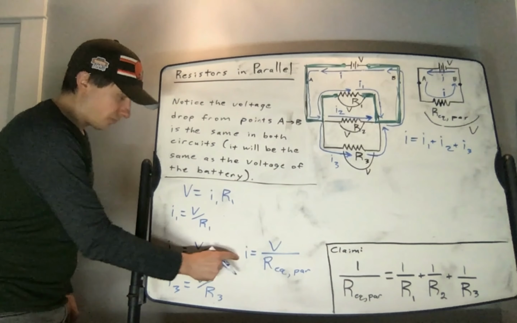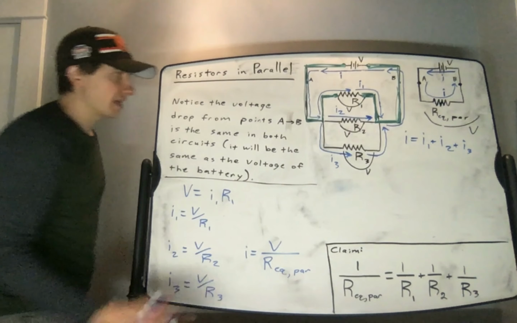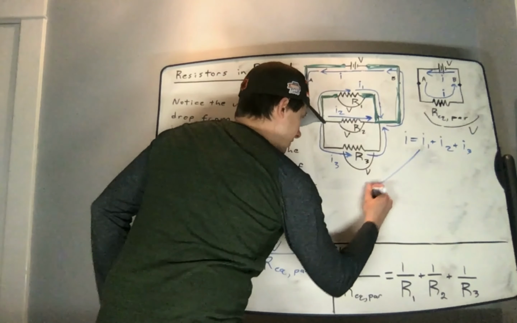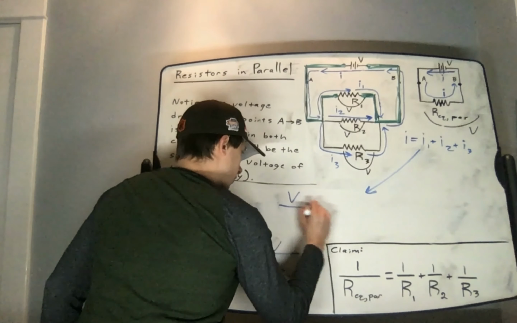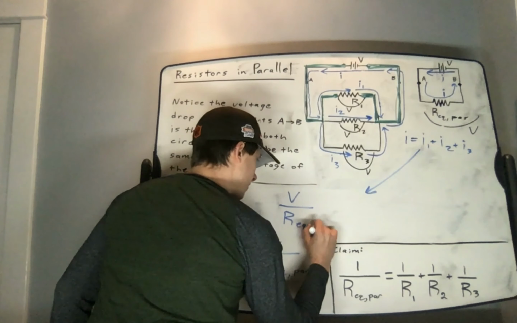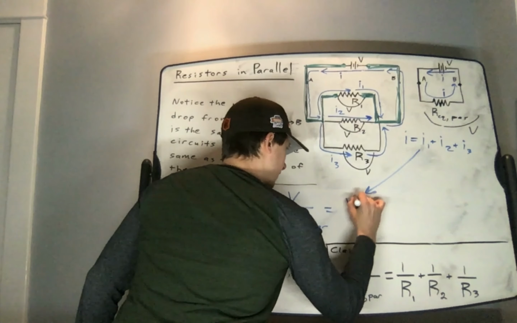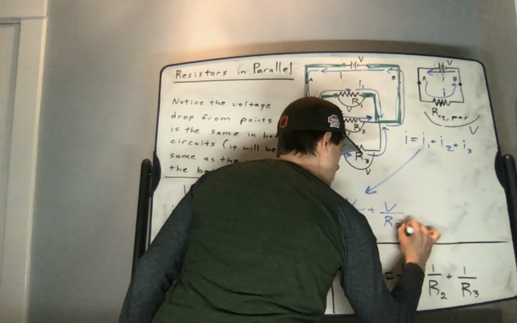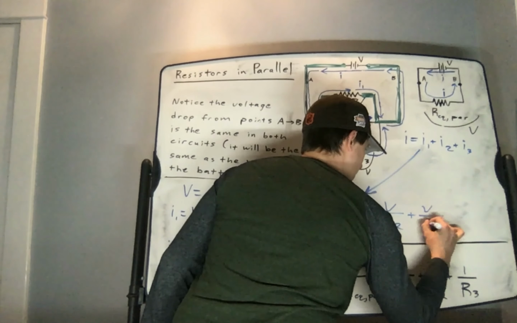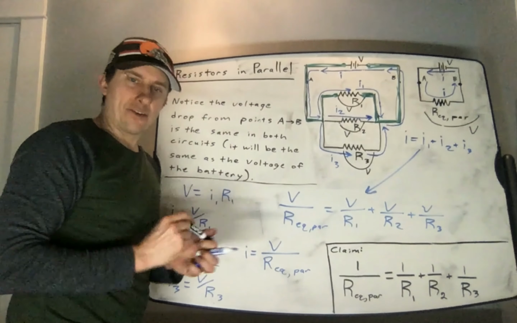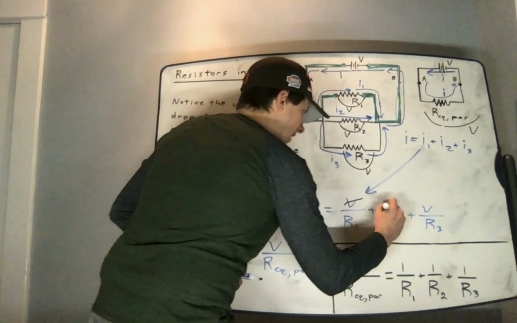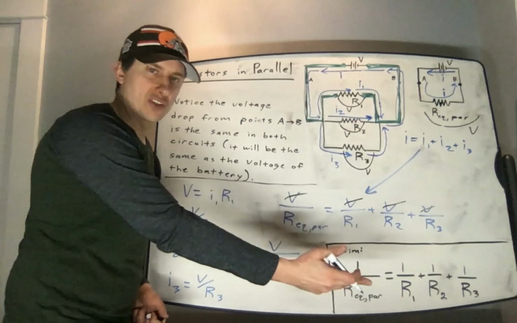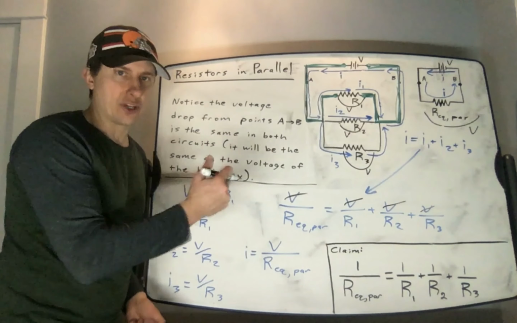If I take these 4 terms for these 4 different currents and plug them into this equation here, I then find that this equation would become V over R equivalent is equal to V over R1 plus V over R2 plus V over R3. I could cancel out the V's in the numerators, and what I'm left with is the relationship between the resistance of the resistors in parallel and the resistance of the equivalent resistor.